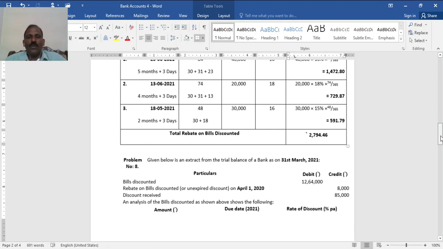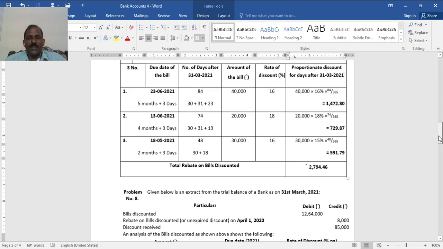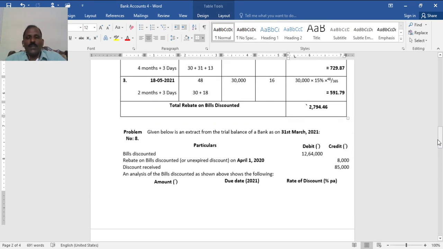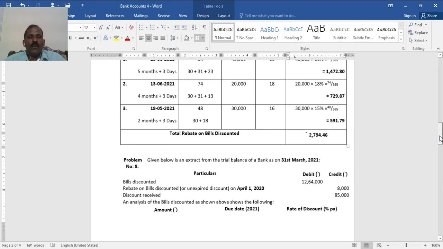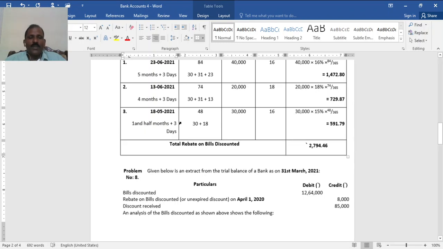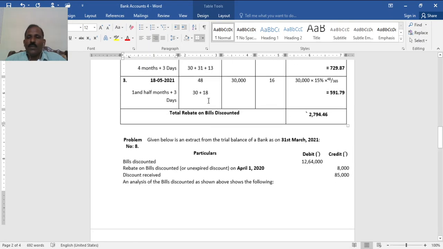Then the third bill is drawn on March 15th for 2 months. So April, May. 2 months plus 3 days, that is 48 days. Not 2 months, 1.5 months. One and a half months plus 2 months it is.